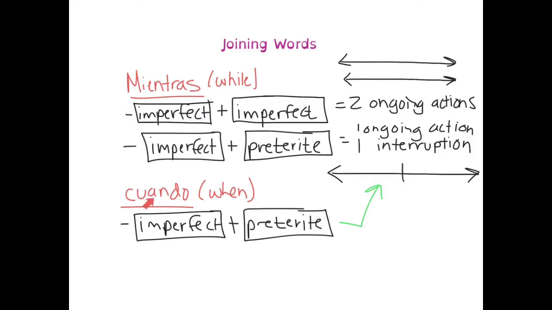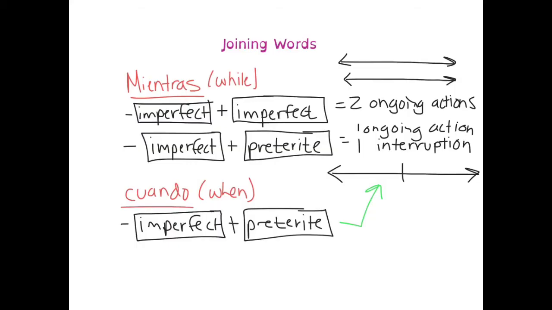Now, cuando works kind of the same. When. Notice there's no accent because it's in a sentence. So, same thing, one ongoing action. That's the imperfect. And the preterite would be an interruption like we just had in the mientras scenario. So, I was walking when it rained, as in, it started to rain that moment. Again, these could switch order. You might not have the preterite second. It could go first, like when the phone rang, comma, I was studying.